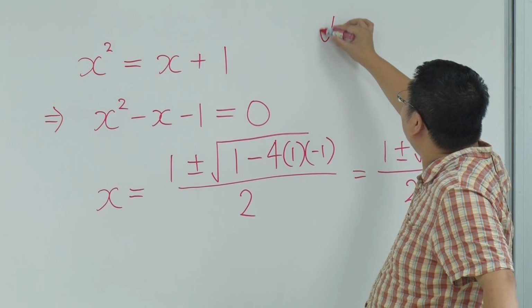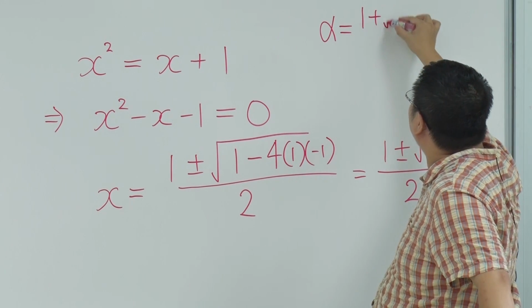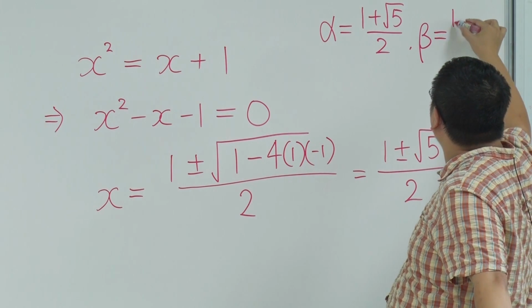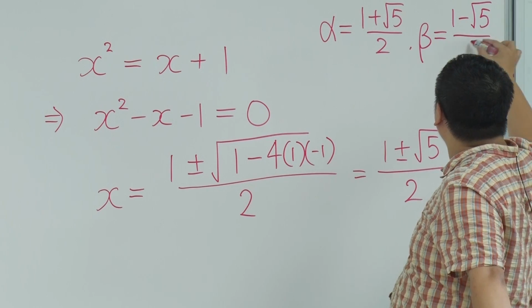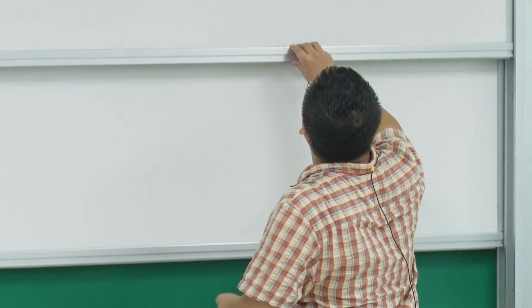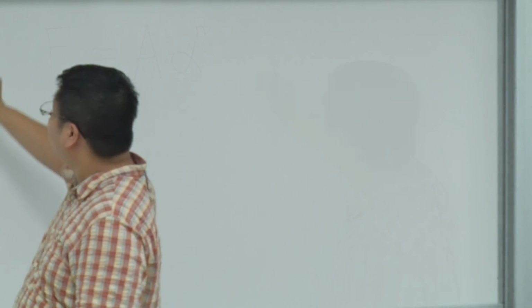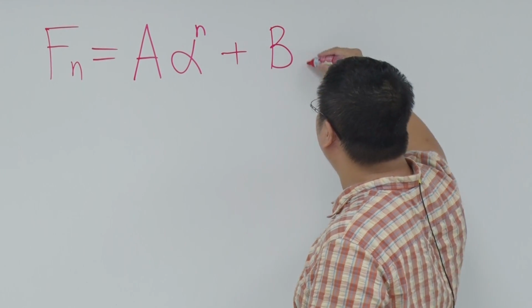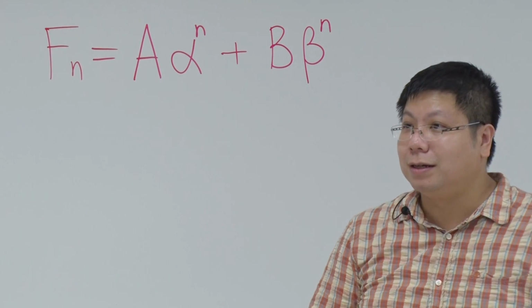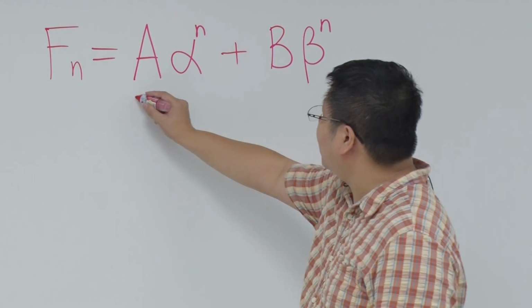So let's call one of the terms alpha, equal to 1 plus square root 5 over 2. And then let's say beta is equal to 1 minus square root 5 over 2. Then what do we know? Then we know that f of n must be equal to a times alpha to the power n plus b times beta to the power n. Is that okay? Very easy, right? And then how do we find out what a and b are?